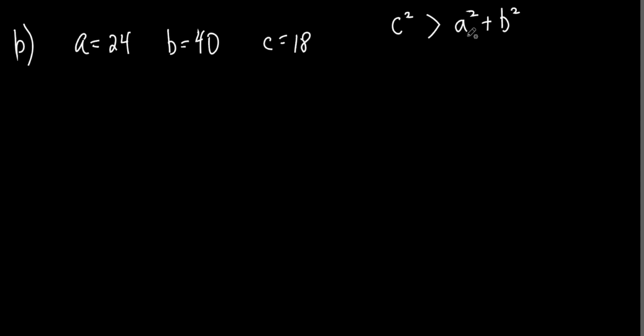This is the longest side. This is the other two sides. This represents the longest side. Which one's my longest side here? It's 40. So I go 40 squared, and I compare it to the other two sides squared.